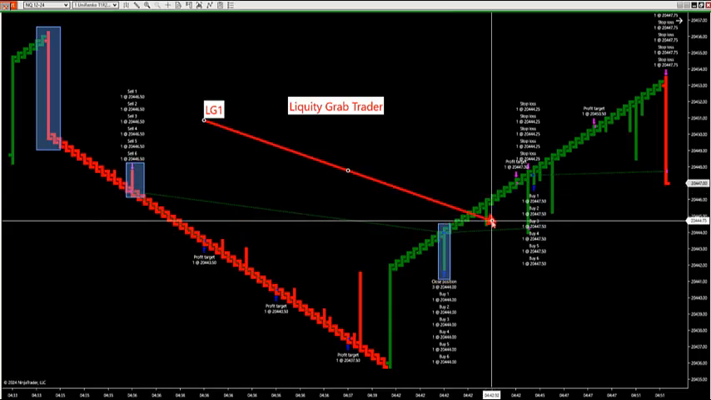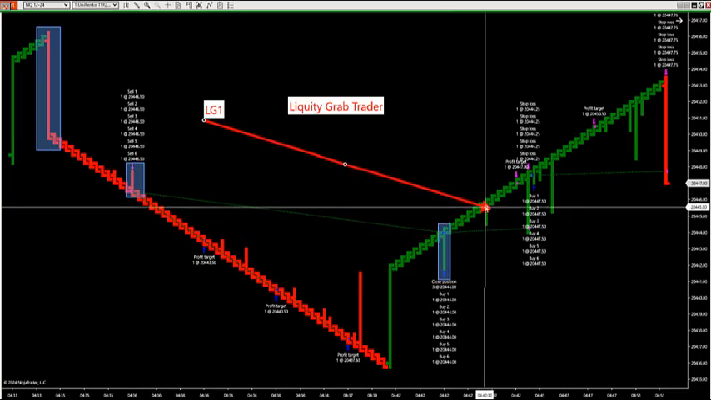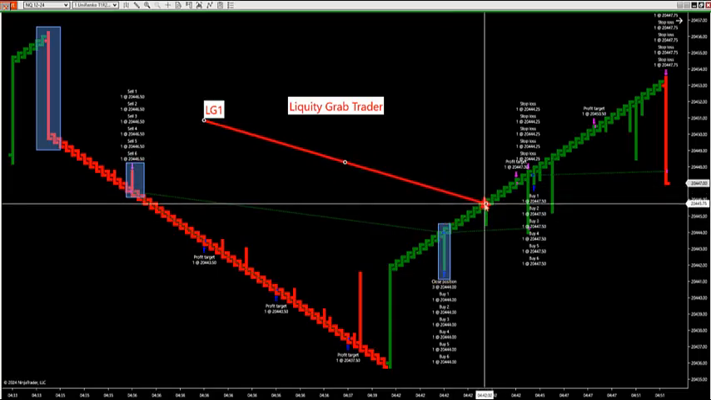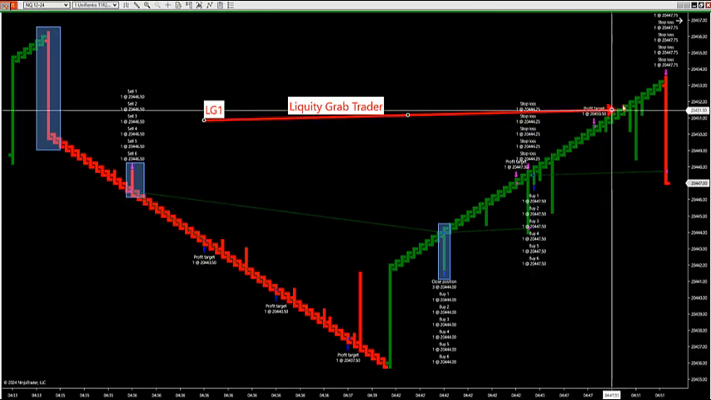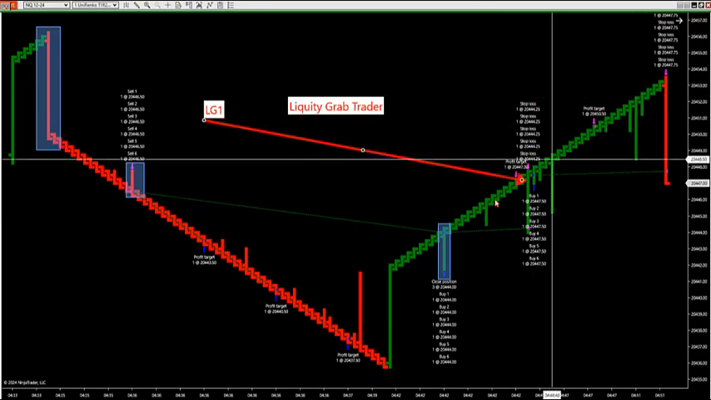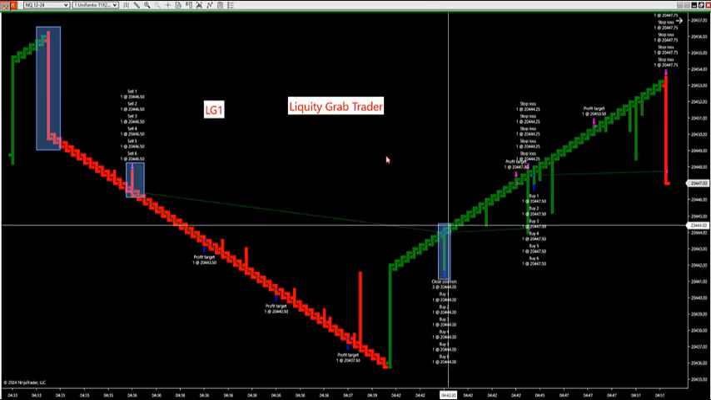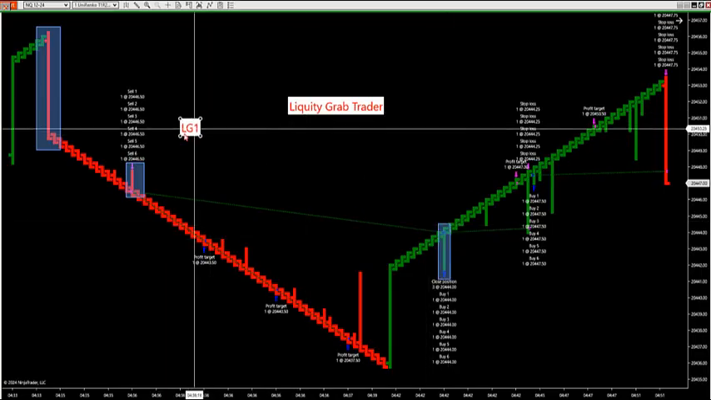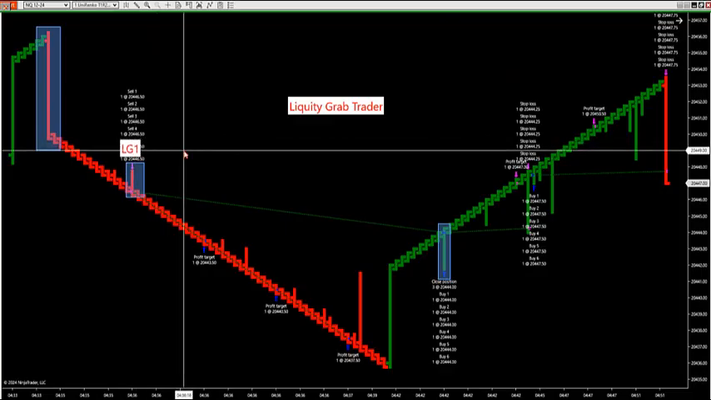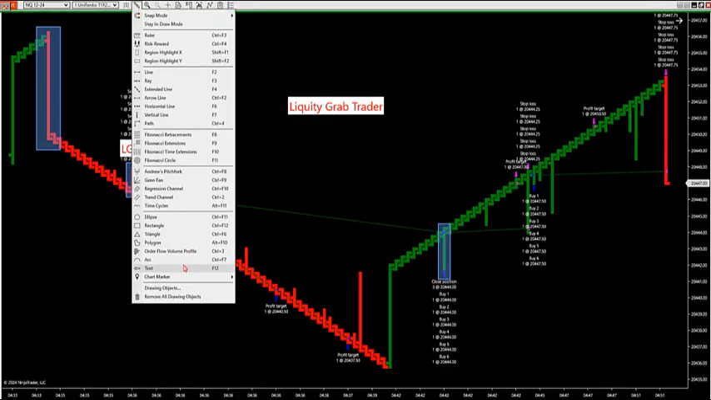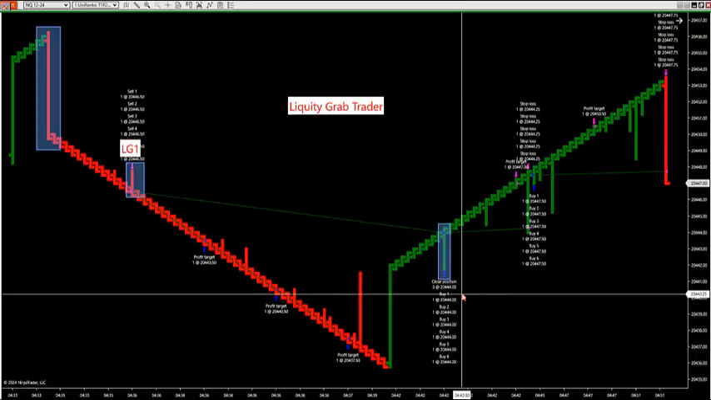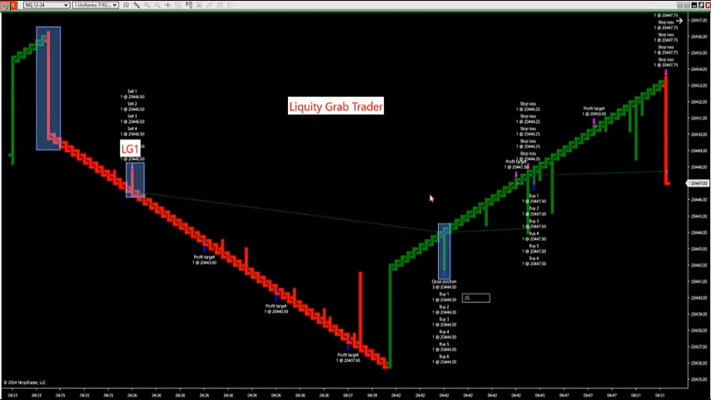Once it goes long, you can have your targets. You can have break even plus one, or you can have break even off. And then it will wait for the next liquidity grab after another trend change. So this is universal in all markets. It doesn't matter. This is the Nasdaq futures. It's looking for an LG1 to go short, or an LG1, liquidity grab one, after a trend change to go long.